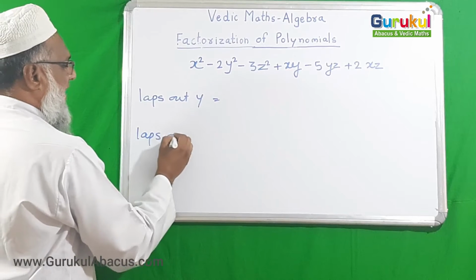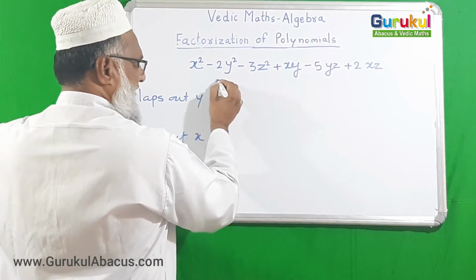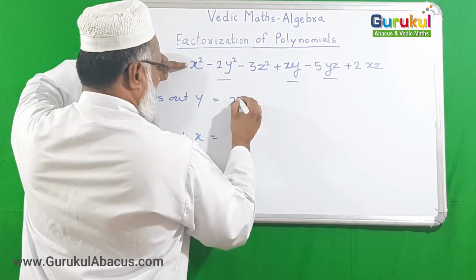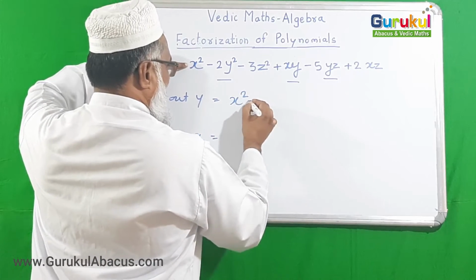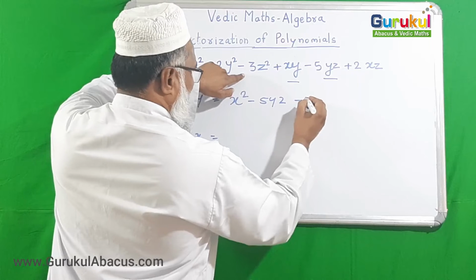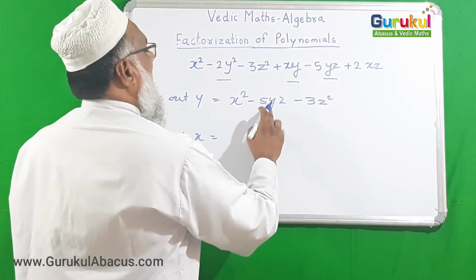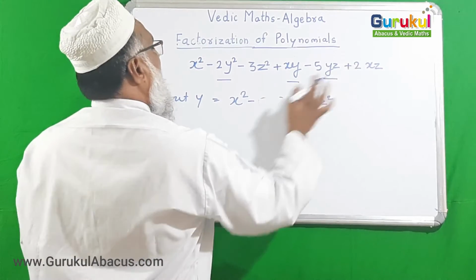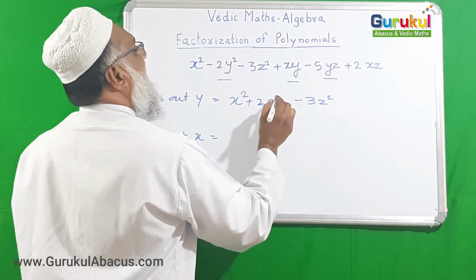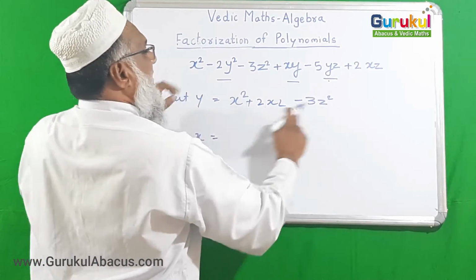Lapse out x. Okay, firstly if I am lapsing y, then these terms would be lapsed out. So finally I will get x square minus 5yz minus 3z square. This term I couldn't take, that term I had to take, plus 2xz, because that term has been lapsed out. So those three terms I have taken here.